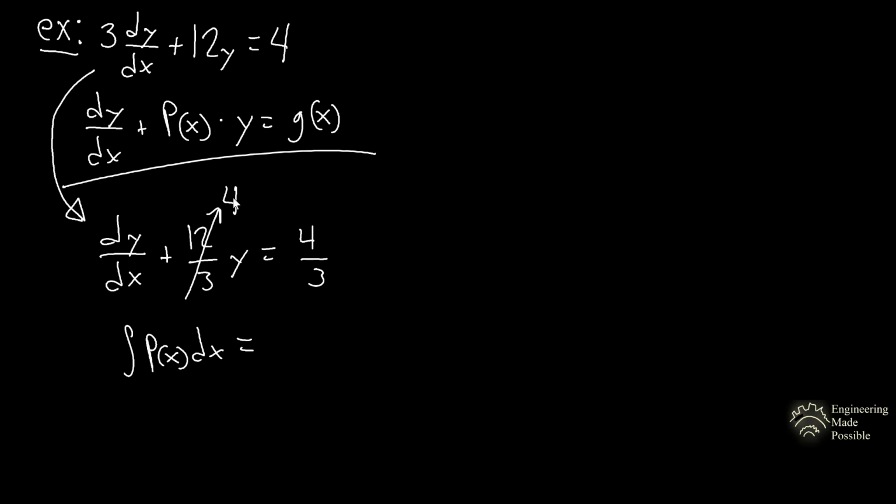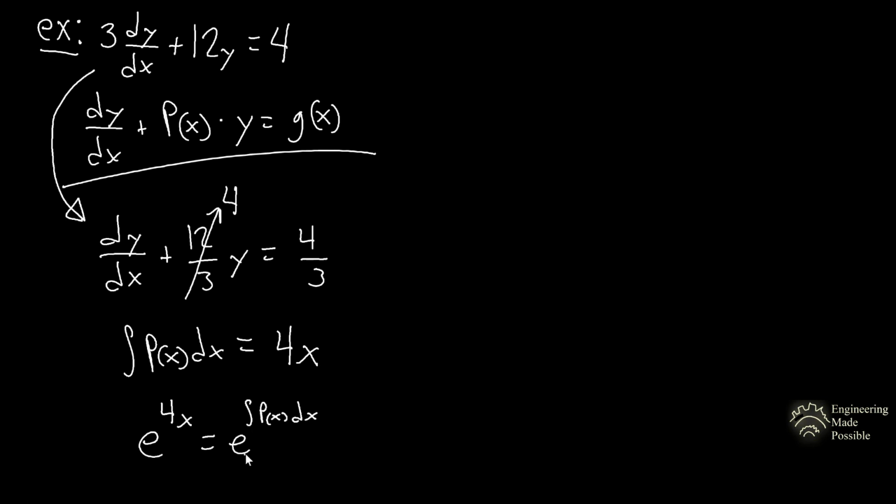Now for the first step, we integrate our p of x dx. In this case, it'll be just 4. Keep in mind it's being multiplied by y, but our p of x would just be 4. So the integral of 4 is equal to 4x here. And from here, we just add a base e. So your base is going to be e, so e to the 4x, right? Just for some clarification, this is e to the power of the integral of p of x dx.